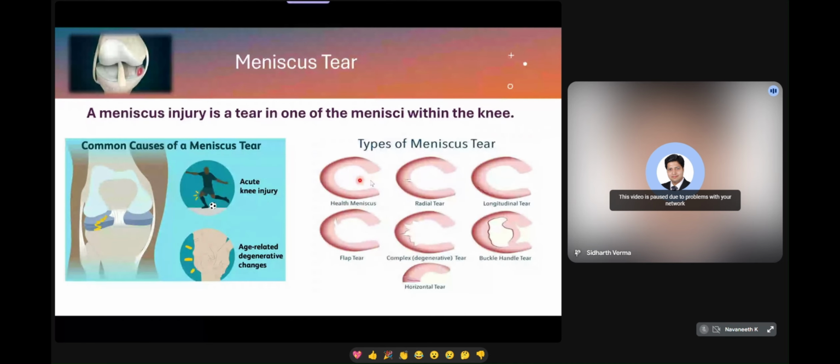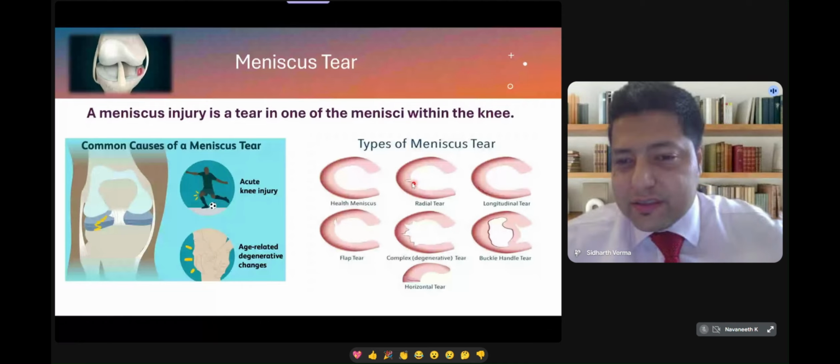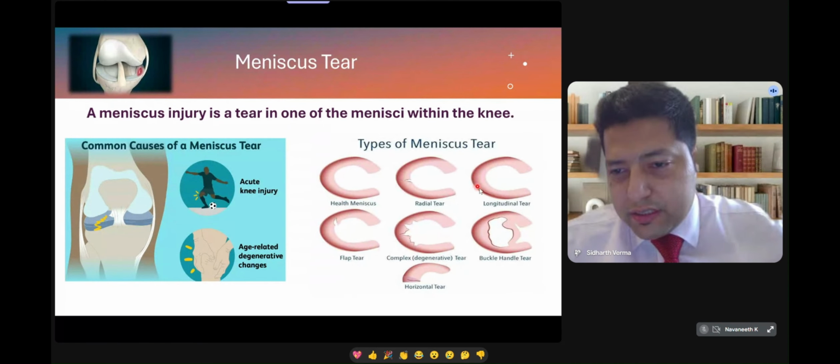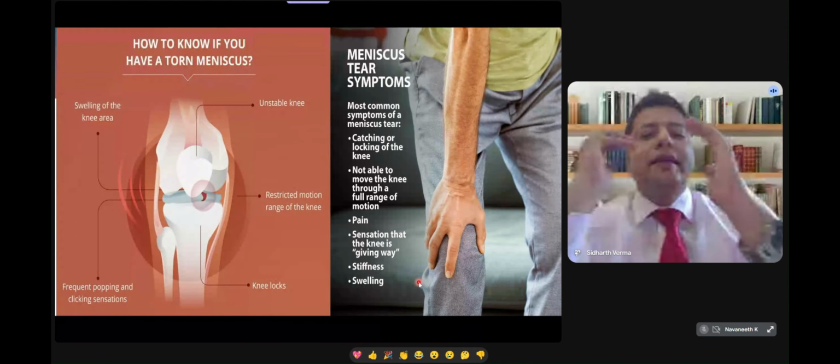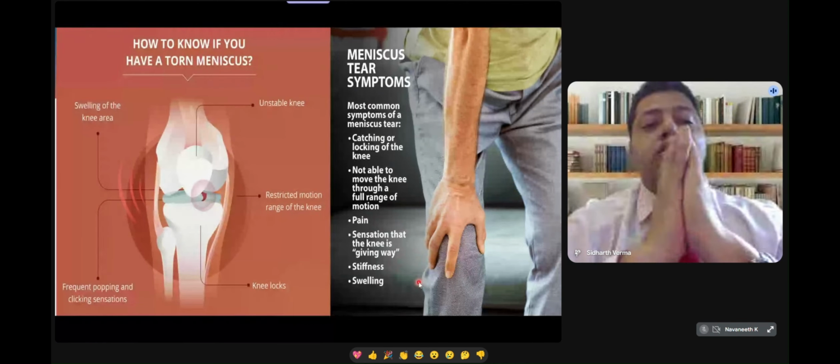So this is, for example, healthy. Then this is a radial tear, and this is a longitudinal tear, there's a flap tear, there's a complex tear, then there's a bucket handle tear. So a horizontal tear, the various types of tear, you don't need to go into that, but just understand that there are various types of tears which are possible.